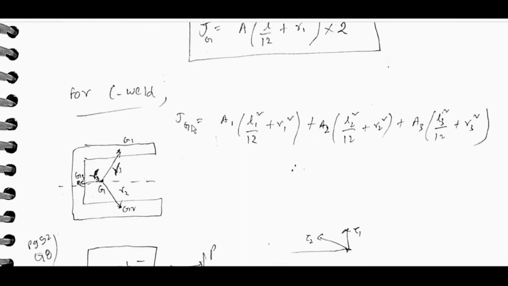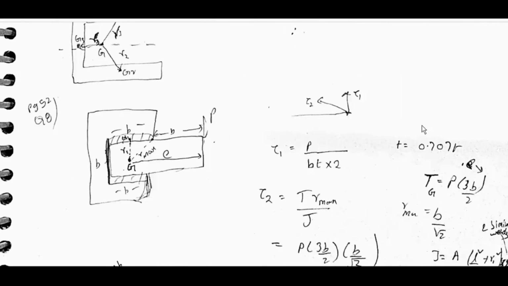For a C weld, Jg is equal to A1 into L1 square by 12 plus R1 square, plus A2 into L2 square by 12 plus R2 square, plus A3 into L3 square by 12 plus R3 square.